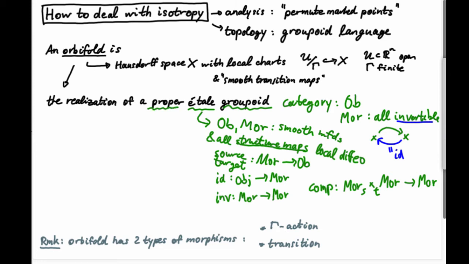Proper means that when I take the source and the target map together, that's a map from morphisms to the product of object spaces. And I would like that to be proper in the topological sense, so that means preimages of compact sets are compact.